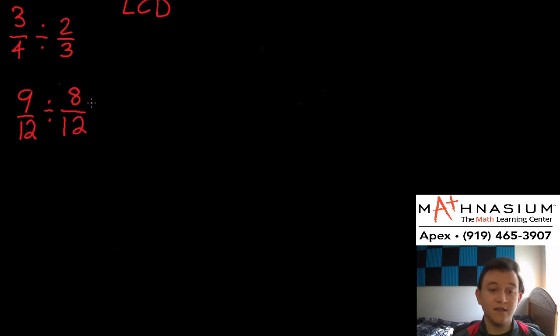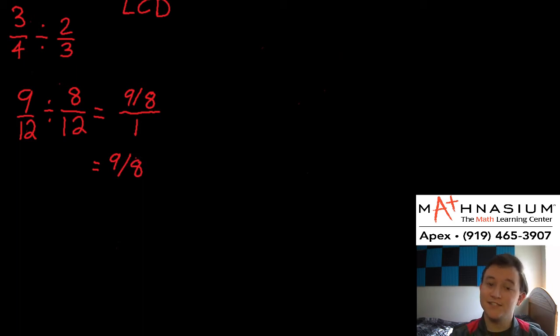And now all that's left to do, once you have two equivalent denominators, is you simply divide across the numerators and divide across the denominators. So 9 divided by 8 gives us 9/8 over 12 divided by 12, which is 1. Or in this case, we can simply say that it is 9/8, because any number divided by 1 is just itself, so we just end up with 9/8 again.